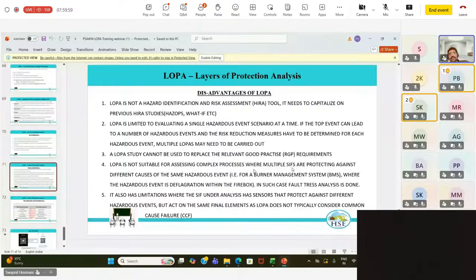In that case, like the example of a burner management system, you need to use a fault tree analysis. They call it FTA. That will give, for each cause, each initiating event, and each consequence, what the safeguard is. So it will segregate and evaluate each one separately.